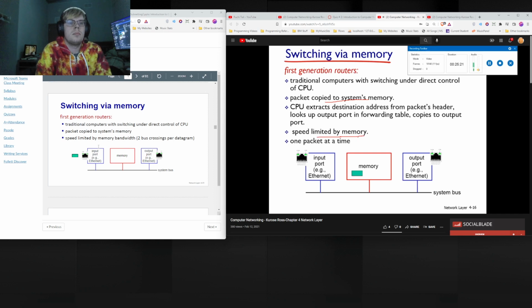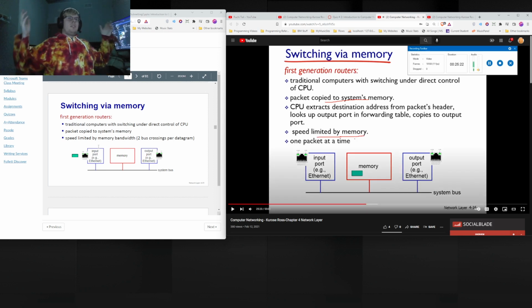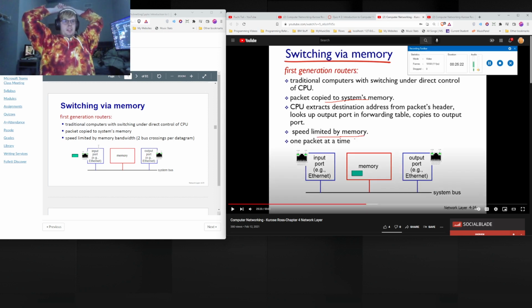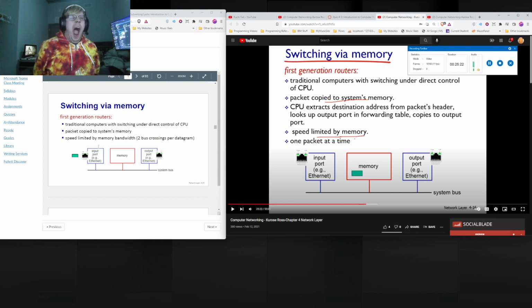So if it's a high speed, that could be, bro, there's only like 24 questions, but that could also be a question. Like, what's the drawback of switching via memory? Oh my god. Speed limited by memory's bandwidth. I need to remember that.